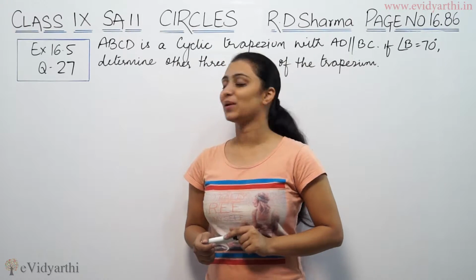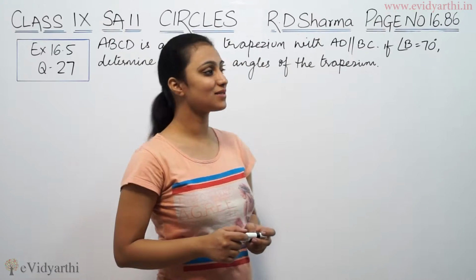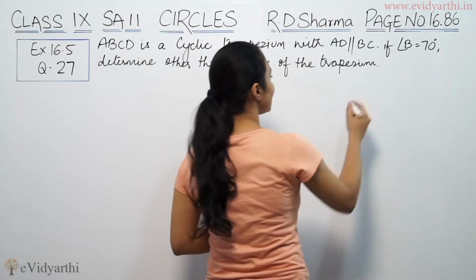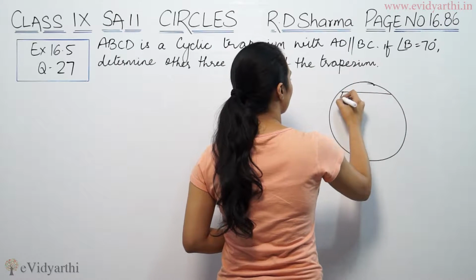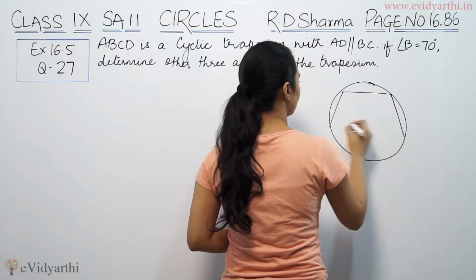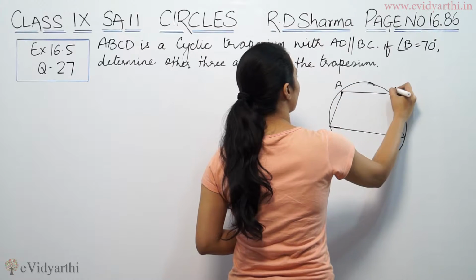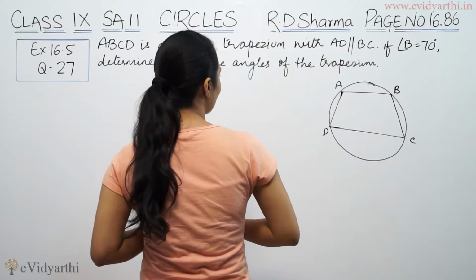This is question number 27 from exercise 16.5, page number 16.86 from R.D. Sharma. It says ABCD is a cyclic trapezium. ABCD, cyclic trapezium. This is a trapezium. This is A, B, C, D. Cyclic trapezium है with AB parallel to BC.